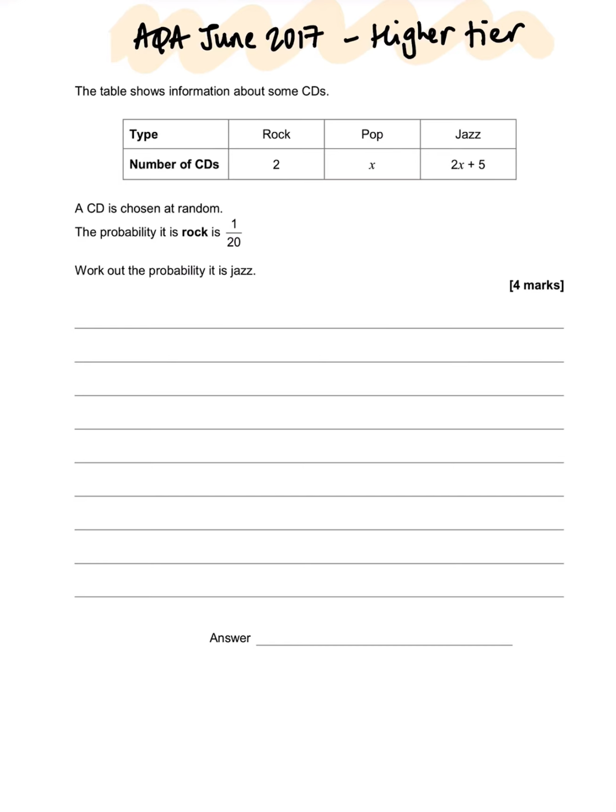The table shows information about some CDs. So we've got the type of CD, so rock, pop, and jazz, and then the number of CDs. So there were 2 rock CDs, there were x pop CDs, so we don't know the amount there, and there were 2x add 5 jazz CDs. A CD is chosen at random. The probability that it is rock is 1 out of 20. Work out the probability that the CD is jazz.